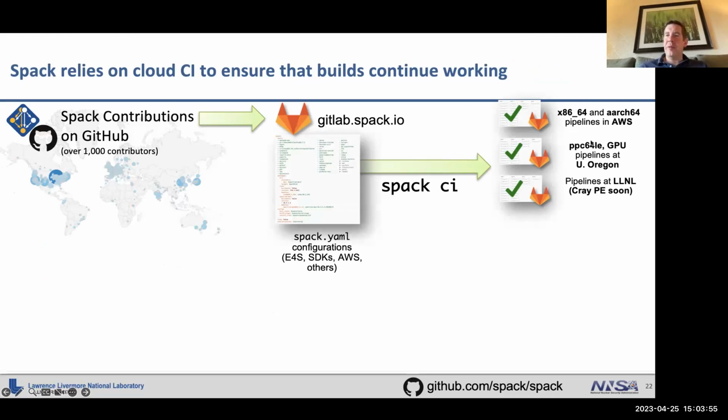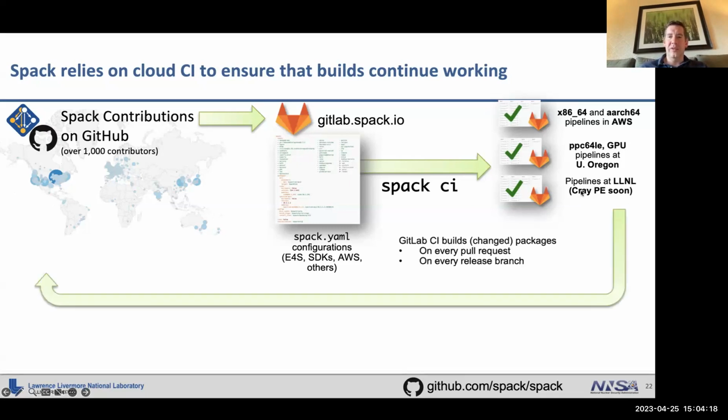We have pipelines in AWS. We have a bunch of more interesting machines at University of Oregon. And finally, we've gotten permission to use, at least at Livermore, the CrayPE container, or a containerized version of the CrayPE that we make ourselves, in the cloud for this type of CI. We can't distribute binaries for Cray yet because that was a bridge too far for the Cray lawyers, but we do have permission to do CI for it. So I think we'll be doing these builds soon.